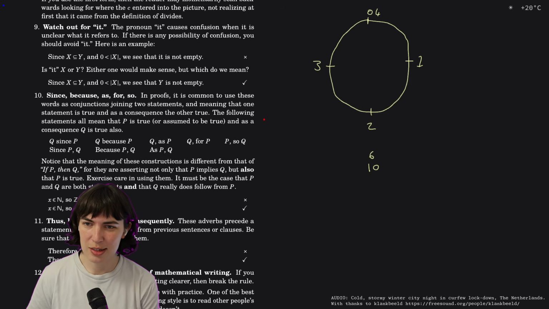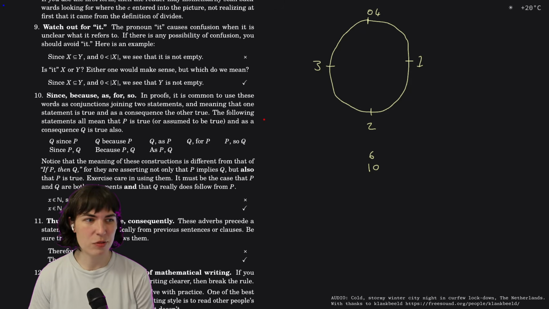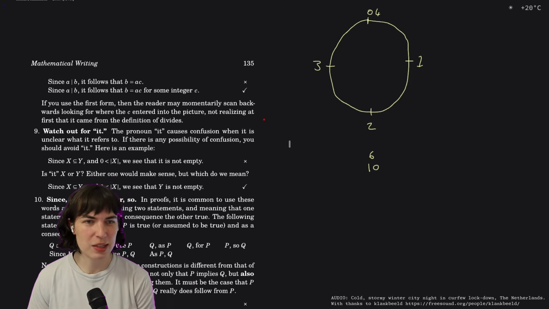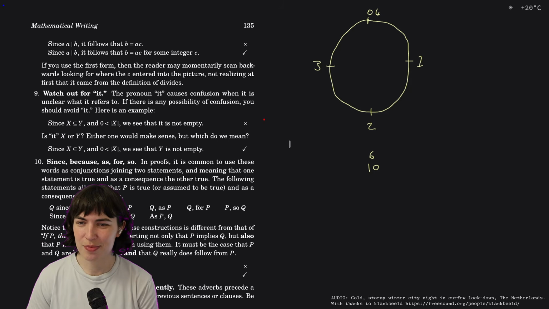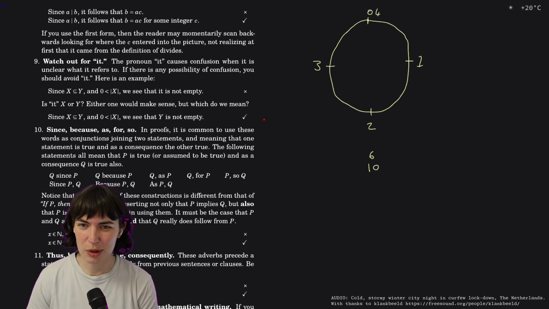Compare: since x is a subset of y and 0 is less than the cardinality of x, we see that y is not empty. Fine. We love rule 6. First person plural. These rules are amazing, taken good care of. They do seem pretty well thought through.